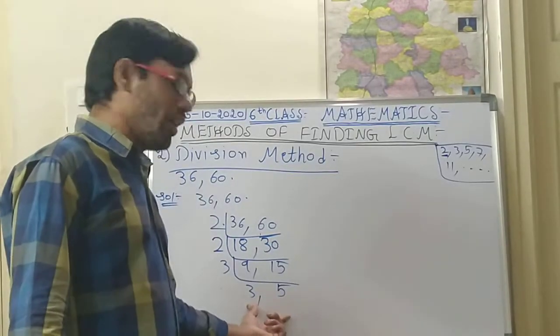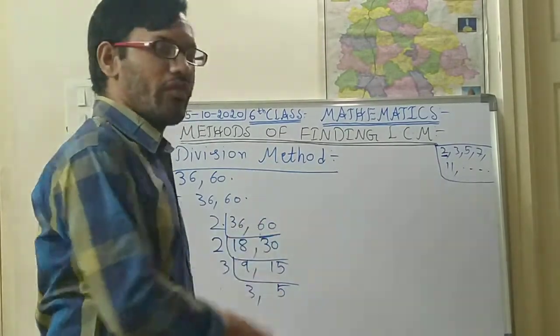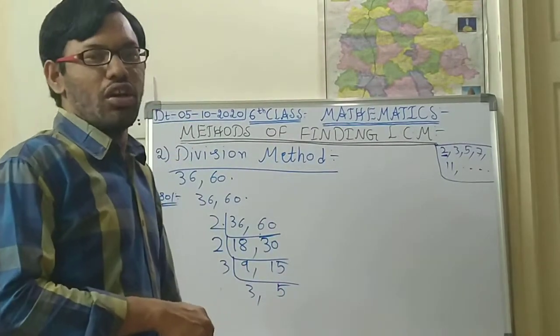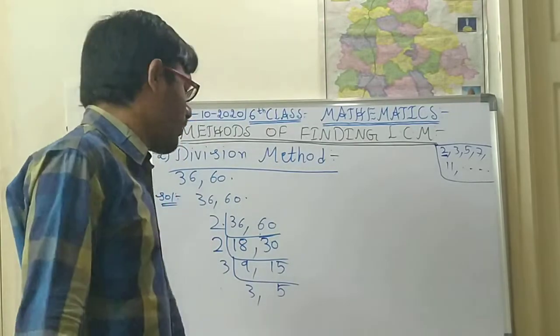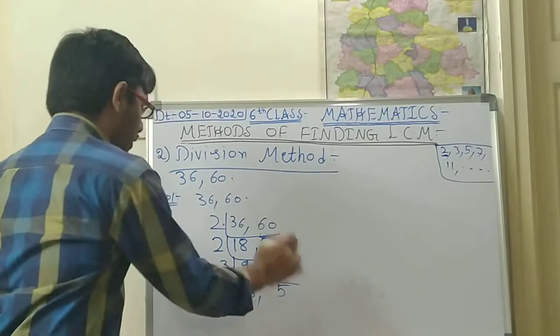That means these two are twin prime numbers. I think you have learned twin primes. So 3 comma 5 is one set of twin primes. The difference should be 2. 5 minus 3 equals 2. So 3 comma 5 we got.